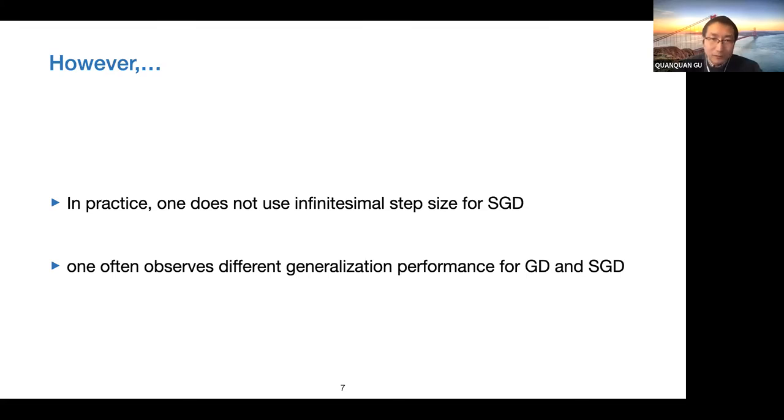Another thing that people observe in practice is that when you apply gradient descent and stochastic gradient descent to the same deep learning problems, they often give you very different generalization performance. But existing work on implicit bias of GD and SGD is limited to a very small step size regime, and in that regime you cannot differentiate GD and SGD. So our second goal is to differentiate GD and SGD in certain regimes, to explain the different generalization behaviors caused by these two algorithms.